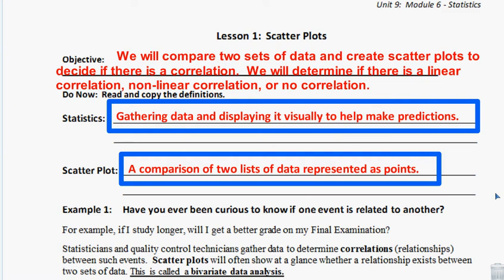We already know how to plot points, so you'll see that today is pretty easy. So maybe you've actually wondered this. Maybe you've been curious to know if one event is related to another, such as, if I study longer, will I get a better grade on my final exam? So some people think that answer is yes. Some people maybe, I guess, don't care. But you can gather data about things you're curious about and make a scatter plot to see if one event really is related to another event.